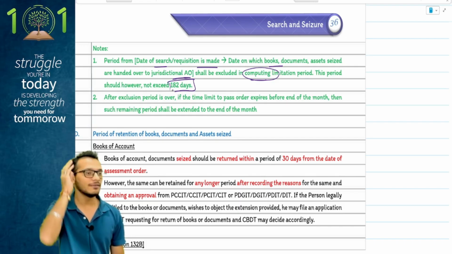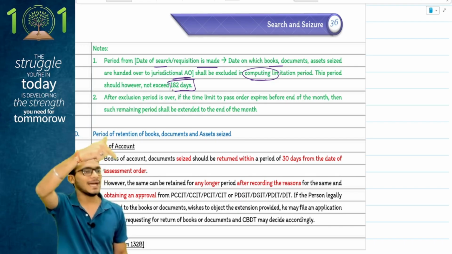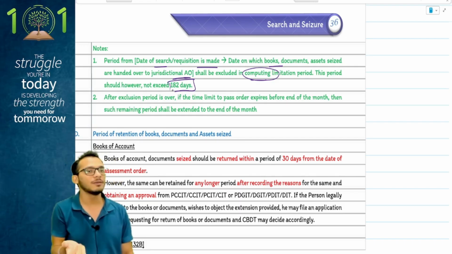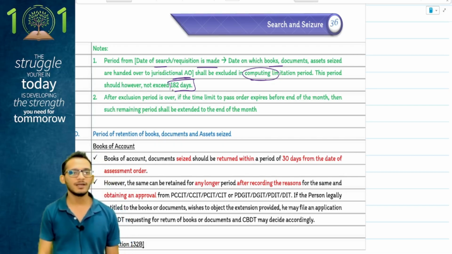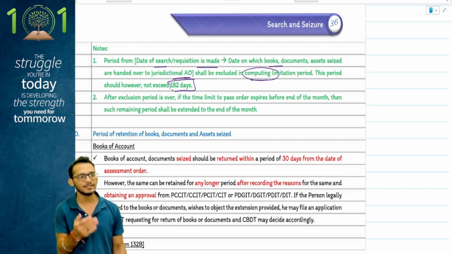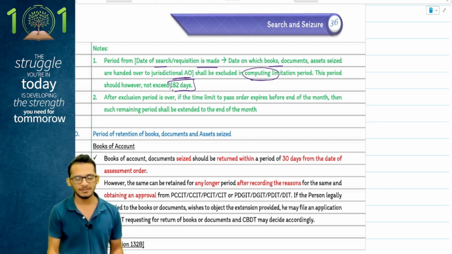60 days is the minimum period, 182 is the maximum period. Whatever time it takes for this transfer will not be considered for the purpose of my 12 months. I will get extension to that extent.